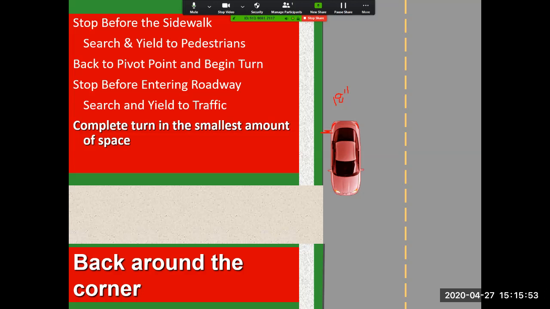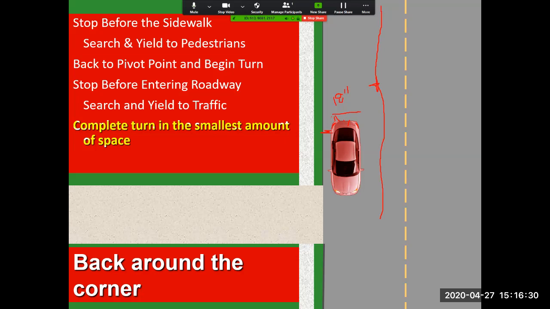But the goal, and yeah, we don't want to lose points on the state test, but really it's about safety. We want to complete this turn in the least amount of space possible. That's why we want to stay nice and tight to the curb, because maybe we get out, right? And at the start of our turn, we had enough space. We're within 18 inches, but now that we're out, we notice a car is coming down the street. Well, we still have to yield. We're still in reverse here. We have to let that car go past.